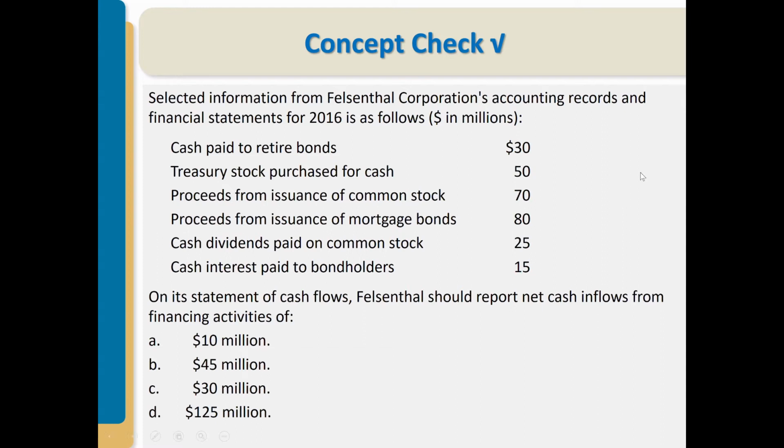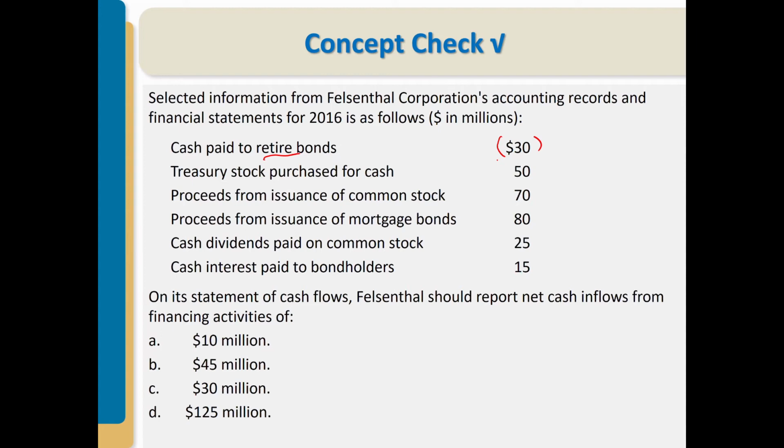Cash paid to retire bonds. Remember, we issued bonds to borrow money. This is debt financing. Now we pay off, because we retire bonds. So this is financing, debt financing, a cash payment. That's why it should be negative, a cash outflow.